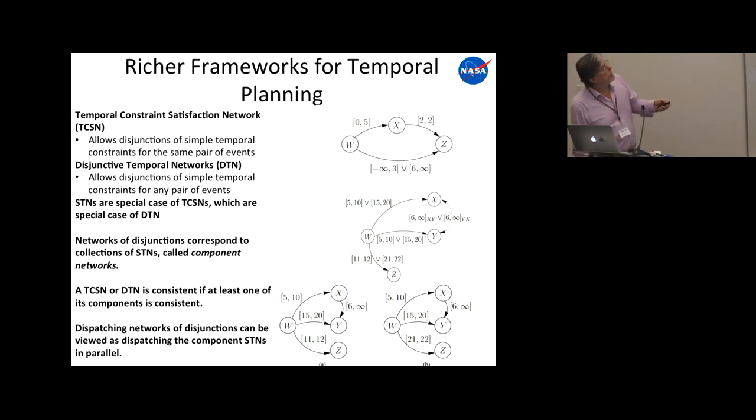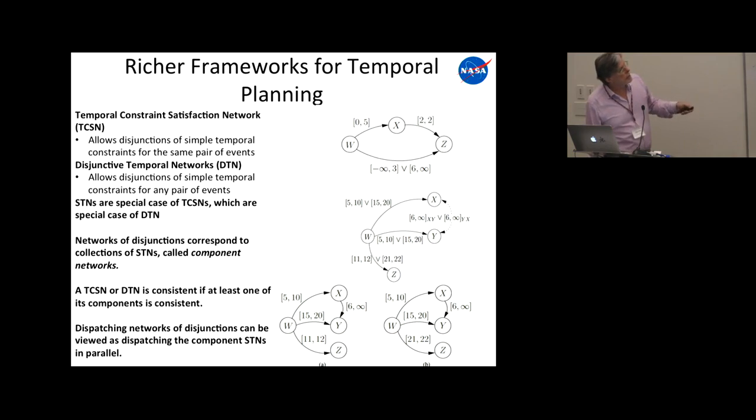So here's an example of what's called a temporal constraint satisfaction network, a TCSN, where you have our old friend, a disjunctive constraint. So there has been a bit of research that deals with representing disjunctive constraints. There's even a more general type of network called a DTN, which actually allows disjunctive constraints between any pairs of, not just between the same pair of events, but any pairs of events. And this one is an example of that, where you have a disjunctive constraint that basically says that X can either be six time units or more after Y, or Y can be six time units or more after X. Those kinds of complex constraints.